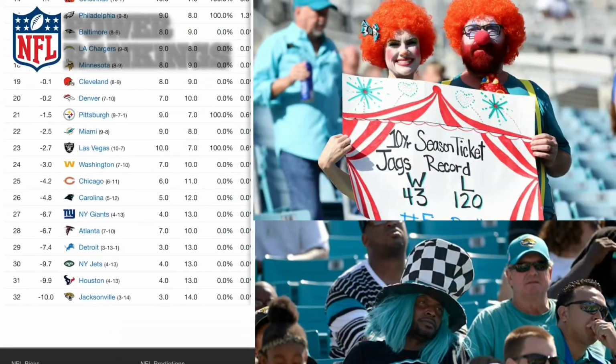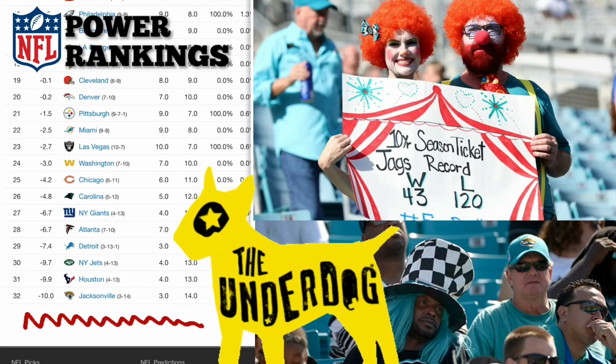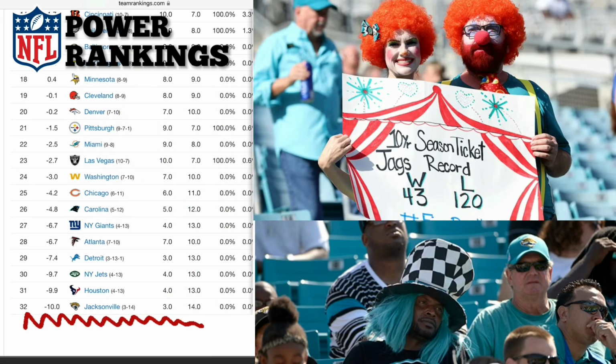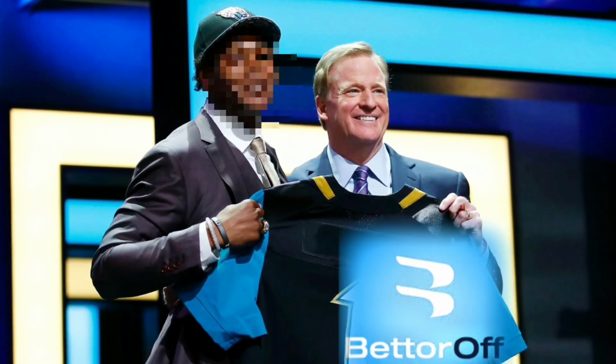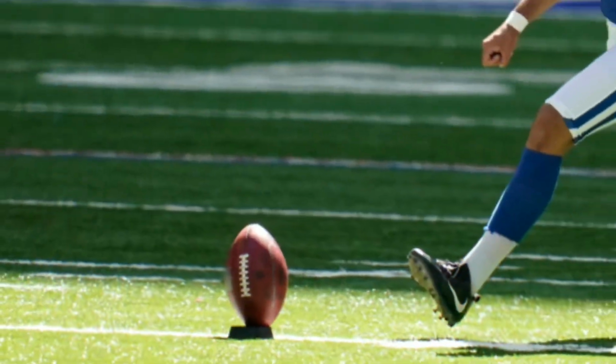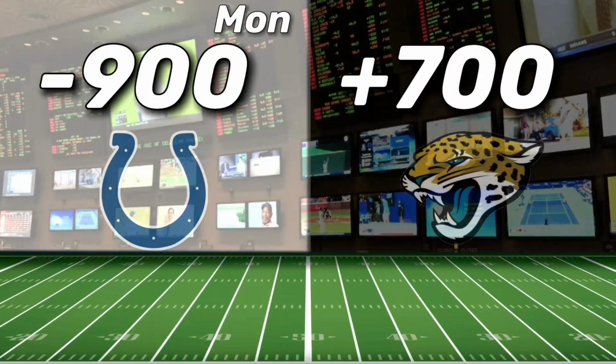The Jags are one of the worst franchises in the league, and you can imagine they were heavy underdogs. Really nothing at stake here if they win this game. In fact, they were probably better off losing for a better draft pick. Anyways, before the game kicked off, oddsmakers had the money lines as you can see here. Colts minus 900, Jaguars plus 700.